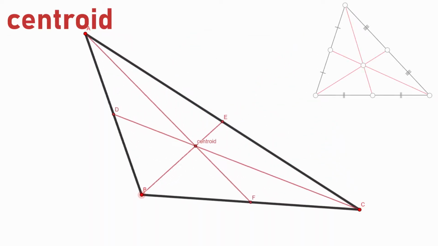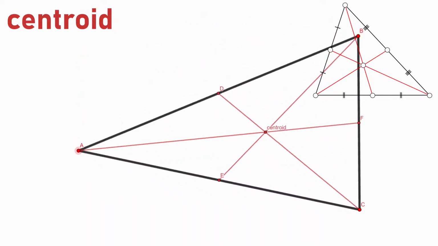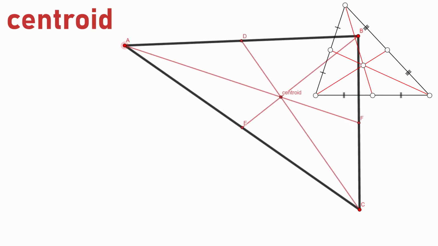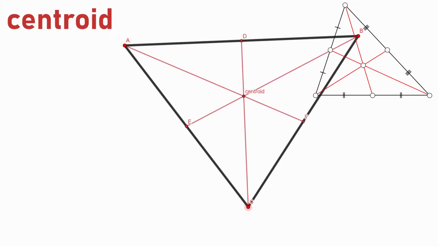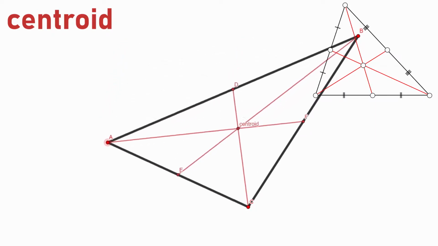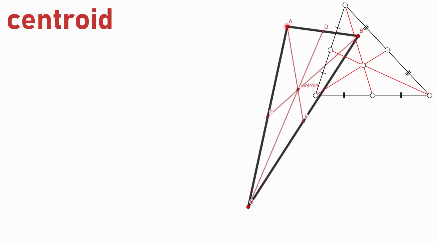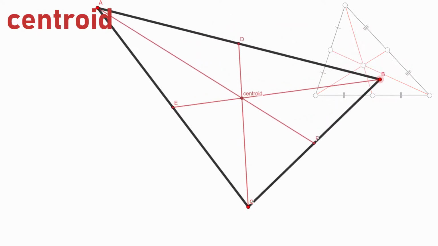First and foremost is the centroid. Now, I believe this is the most commonly used triangle center, as it is basically the center of mass of the triangle. Now, to find it, you simply have to find the intersection of the lines which connect each corner of the triangle to the midpoint of its opposite side, as shown in the diagram.